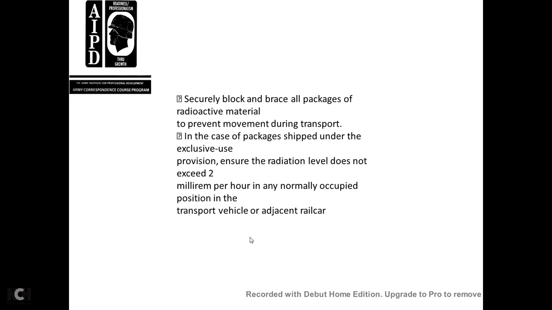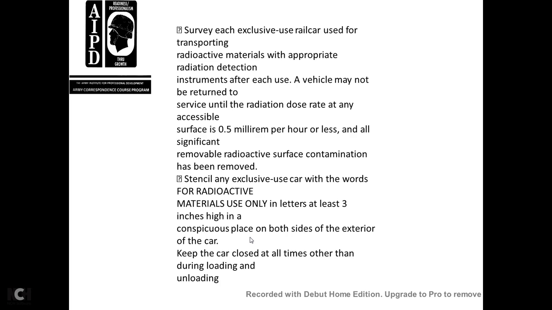In case of packages shipped under the exclusive use provisions, ensure the radiation level does not exceed 2 millirem per hour in any normally occupied position of the transport vehicle or adjacent rail car. Survey the exclusive use railway car transporting radioactive materials with an appropriate radiation detection instrument before the vehicle may be returned to service. Survey using a radiation dose rate at any accessible surface of 1.5 millirem per hour or less, or significant removable radioactive surface contamination has been removed.